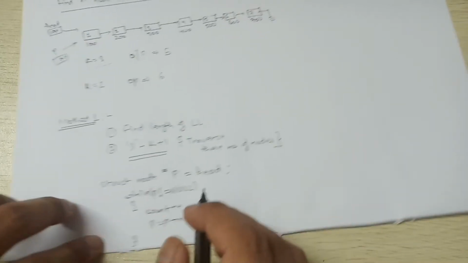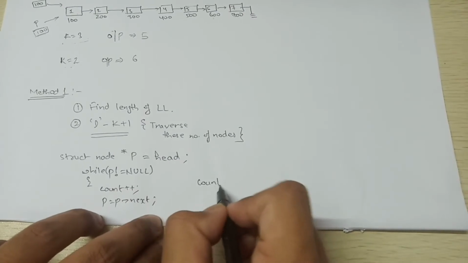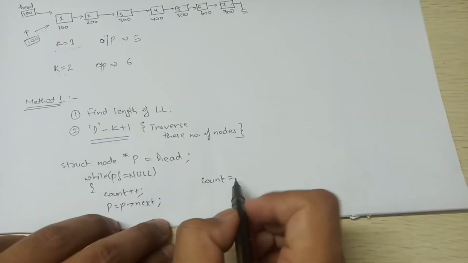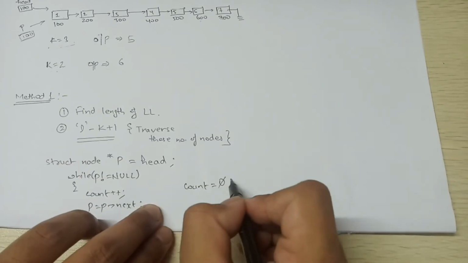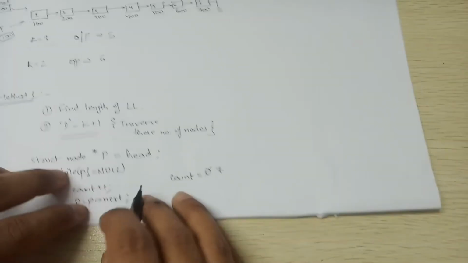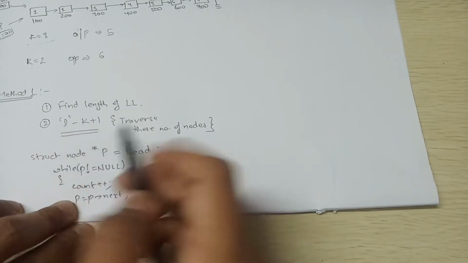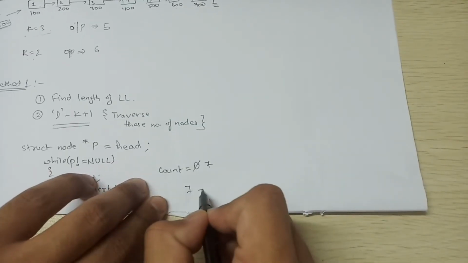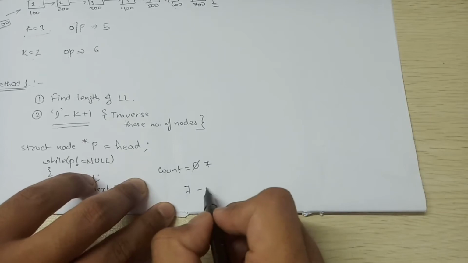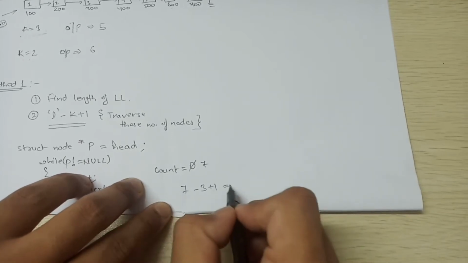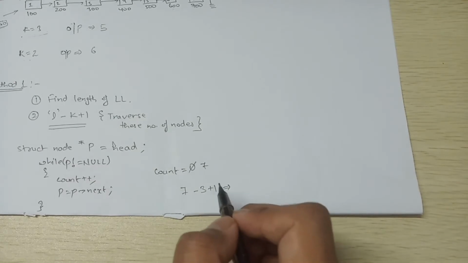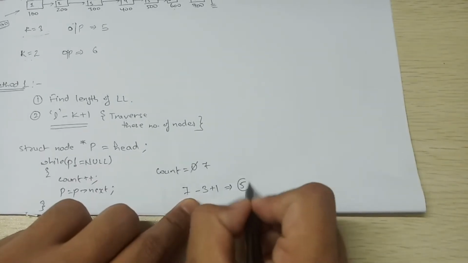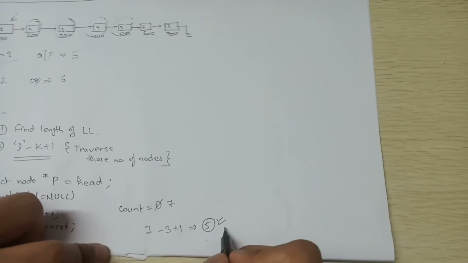Suppose a count variable is there with the value 0, so you'll count the linked list and the number of nodes will be 7. Now just use L minus k plus 1. So 7 minus k, which is given as 3, plus 1, so 7 minus 3 is 4, plus 1 will be 5. So it is 5.